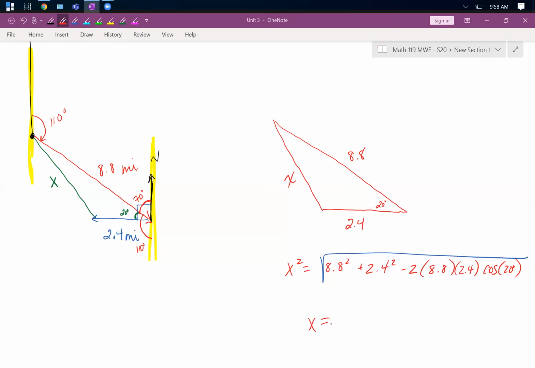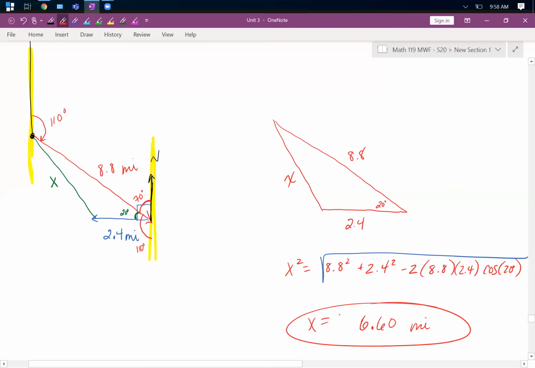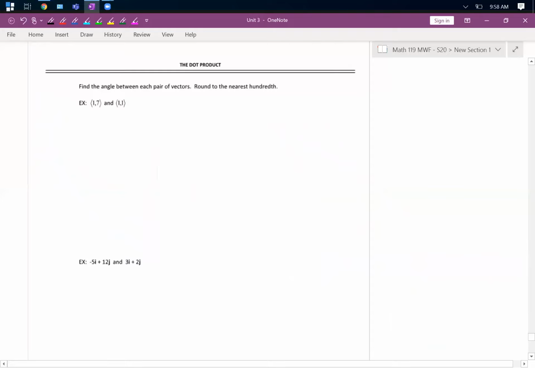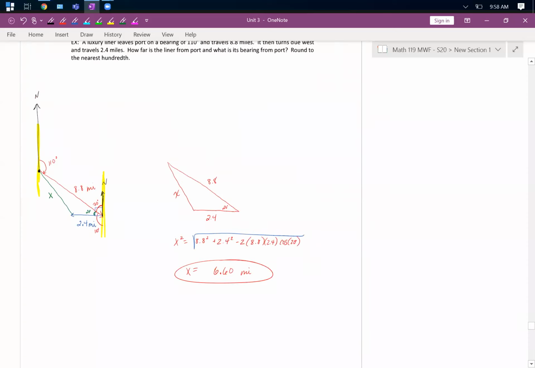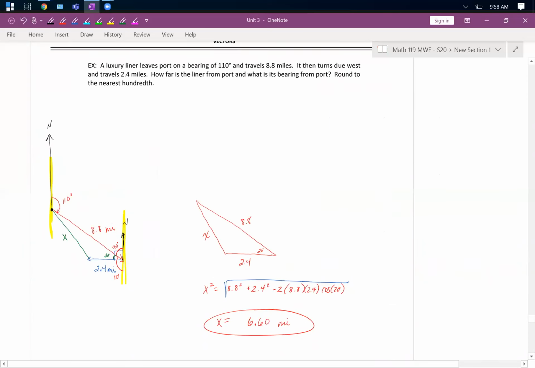Okay, so what do we get for a decimal rounded to the nearest hundredth? 6.60. I'm sorry, say that again. 6.60. I'll buy that. All right, there we go. Questions at all? Anybody? Questions?